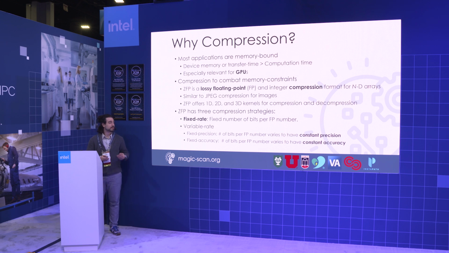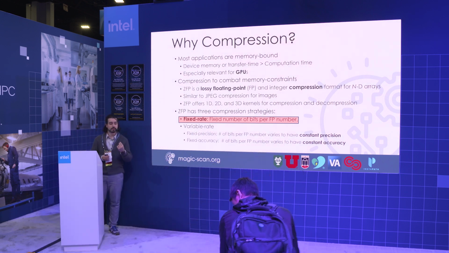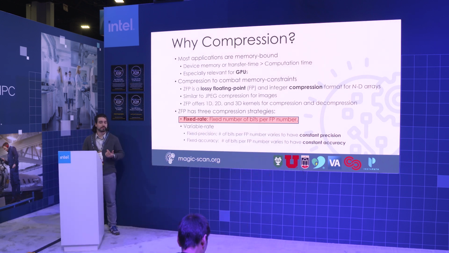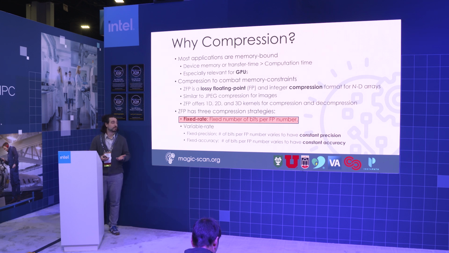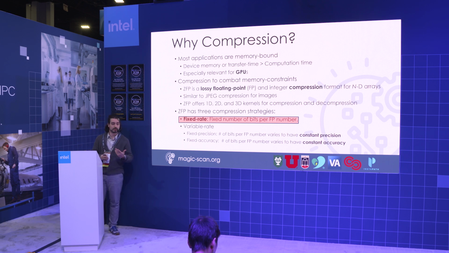ZFP has three main compression strategies, two of which are under variable rate mode, and today we're going to focus on the fixed rate mode, which stores a fixed number of bits per floating point number. So if you're compressing with a bit rate of 4, then your 32-bit single precision floating point numbers will each get stored as 4 bits. Of course, the algorithm is elaborate and tries to preserve the information as much as it can, but it's a lossy compression algorithm.